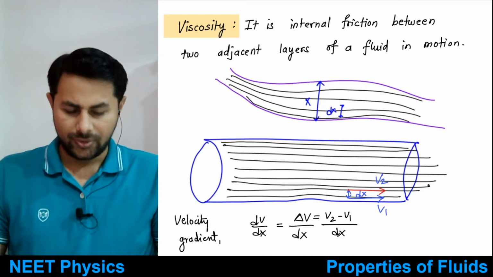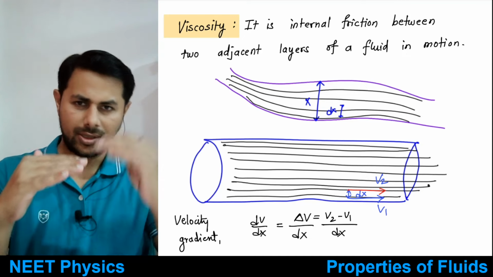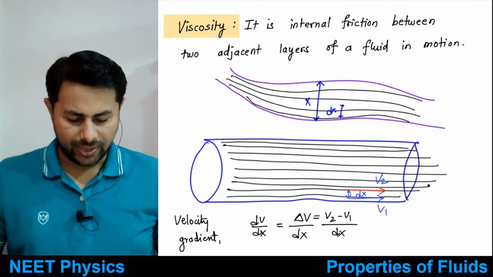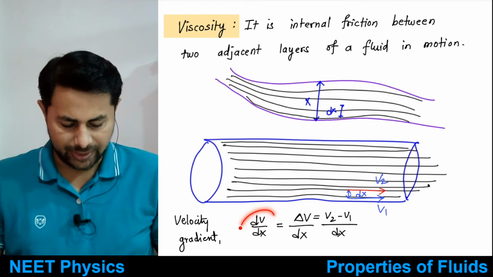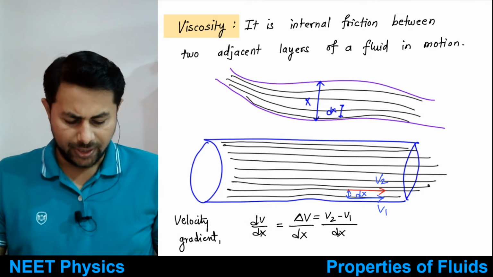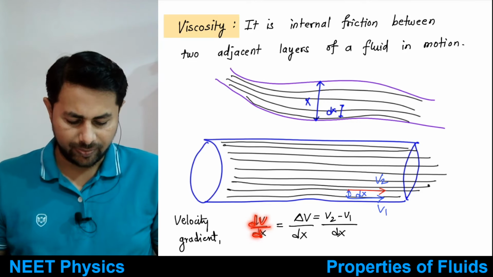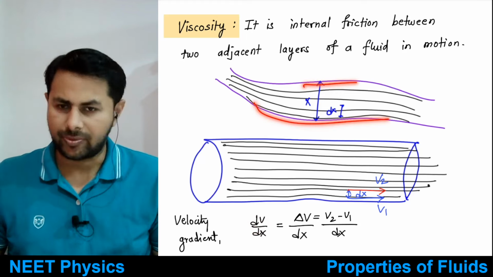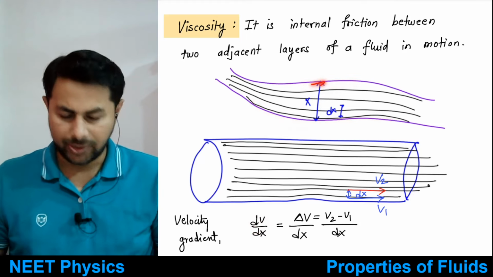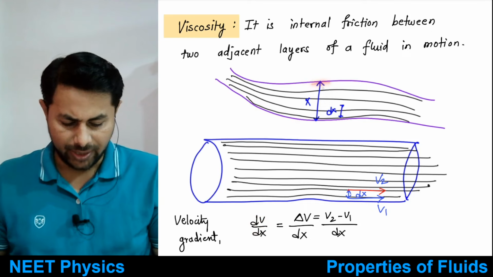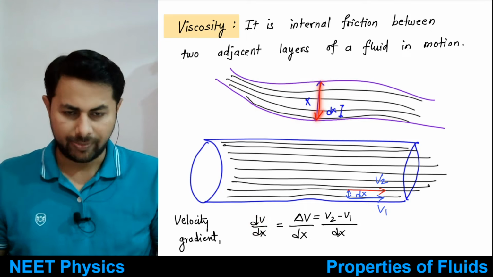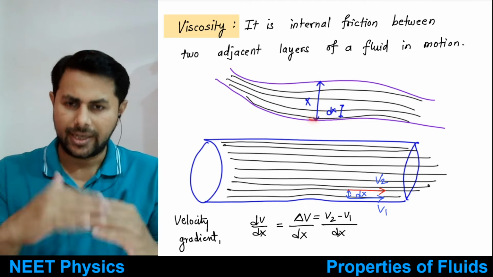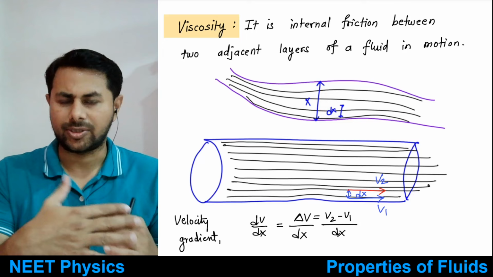Yes, no? So now there is some difference in velocities of layers, and that we call velocity gradient. So what is velocity gradient? It is the change in velocity per unit distance. Suppose you take the example of a river. The topmost layer will move with the highest velocity. As you go down, the velocity goes on decreasing, and the layer at the bottom moves with the least possible velocity.